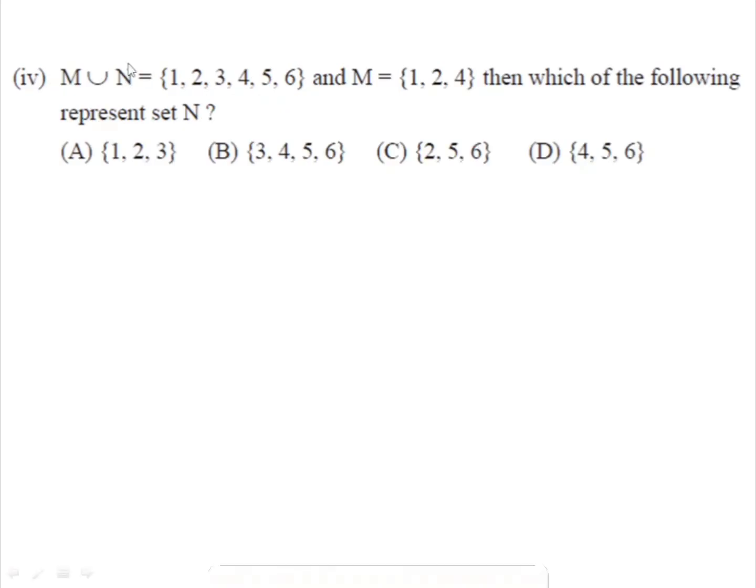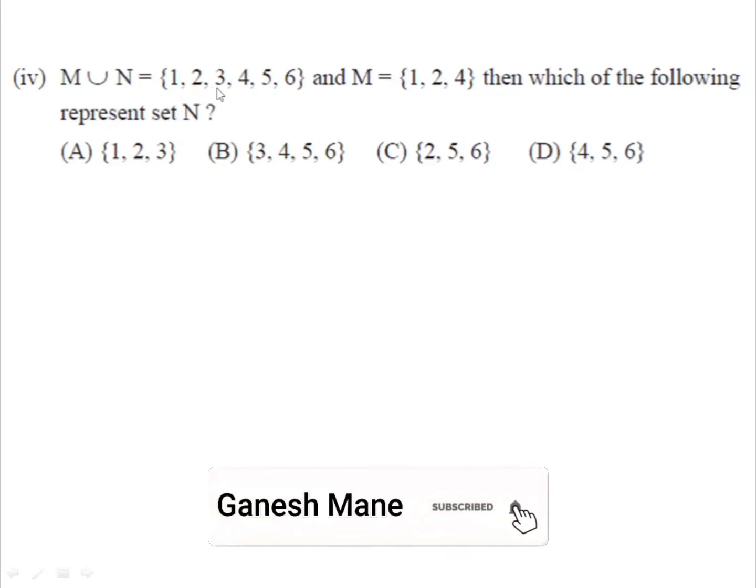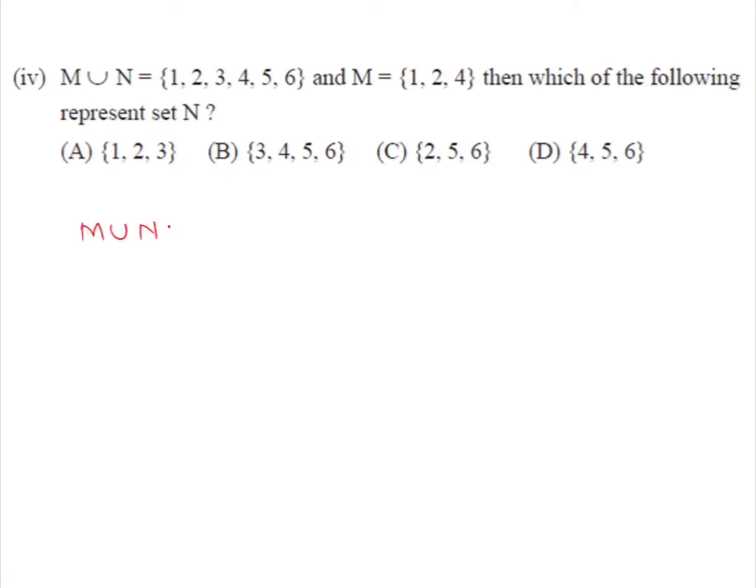Let's have the next question. If M union N is equal to the set {1, 2, 3, 4, 5, 6} and M is equal to {1, 2, 4}, then which of the following represents set N? So here M union N is given and the elements are 1, 2, 3, 4, 5 and 6. Now out of this, the set M is also given. So in set M the elements are 1, 2 and 4, and from this we have to find the elements in set N. So here M union N is given, that means all the elements other than the elements in set M must be in set N.